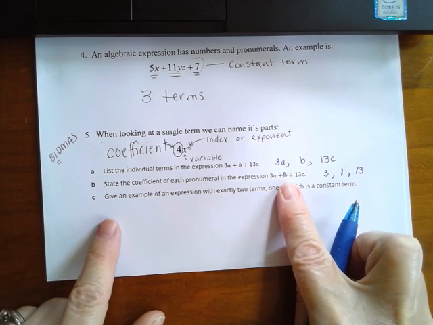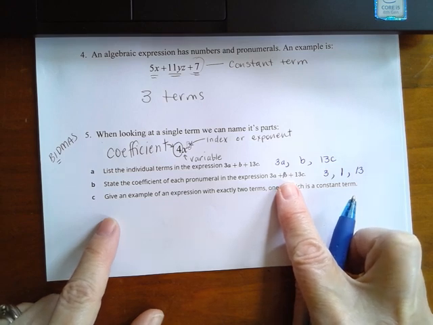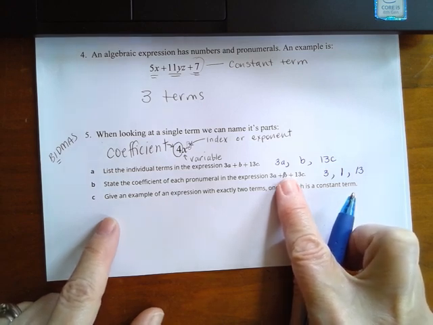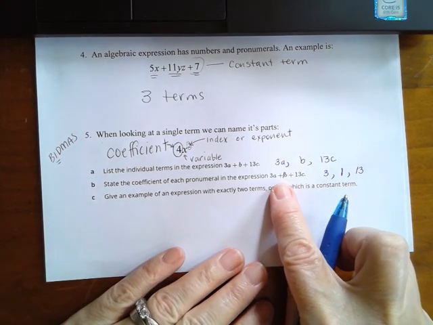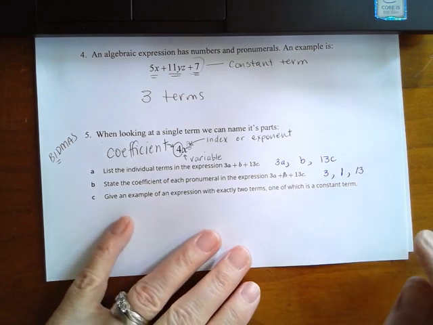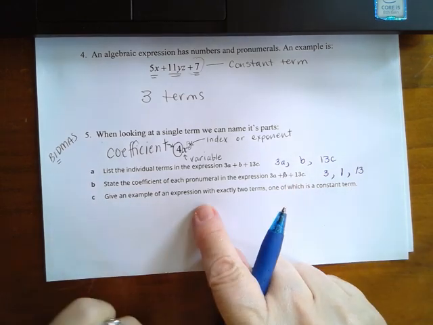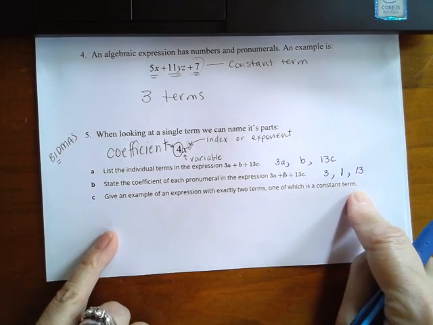Now, oftentimes, every year in fact, people will say to me, but you told us b was 1. b is not 1. I don't know what b is. It's some number. It's hiding underneath there. But the coefficient of it, the times number by it, is 1. 1 times b is the same as b. Then it says, give an example of any expression with exactly 2 terms, one of which is a constant term. I'm sure you can do that. All right, let's keep going.